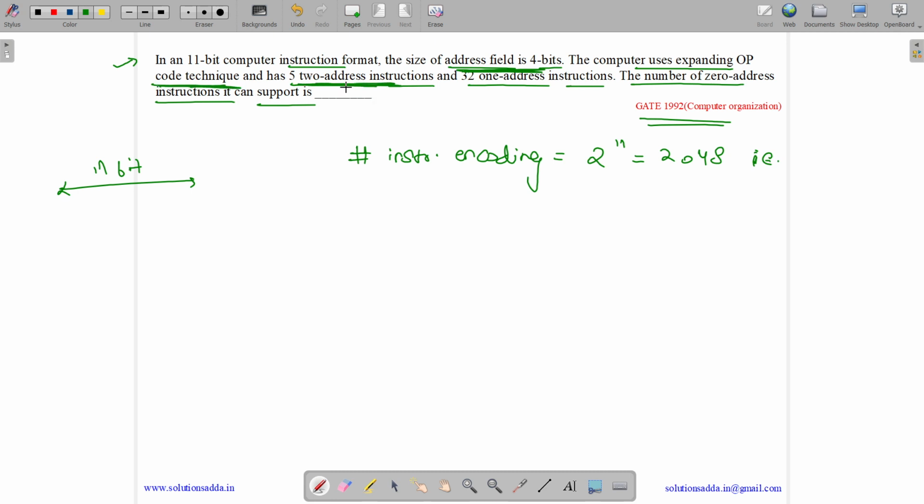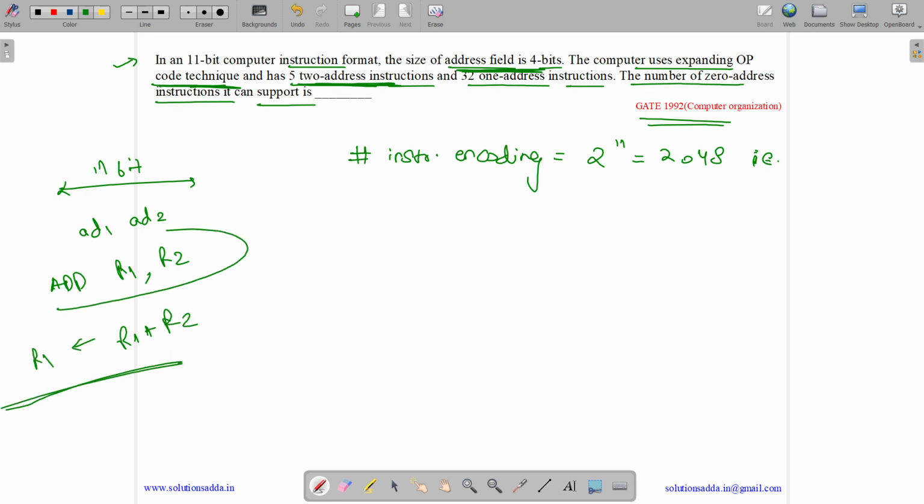5 two address instructions. Two address instruction means we have address 1 and address 2. Let us suppose we have add register R1 to R2. So what it does, it adds R1 and R2 and stores in R1. This is a two address instruction. So how many encodings can be possible? Number of two address instruction encodings. We have 5 two address instructions.